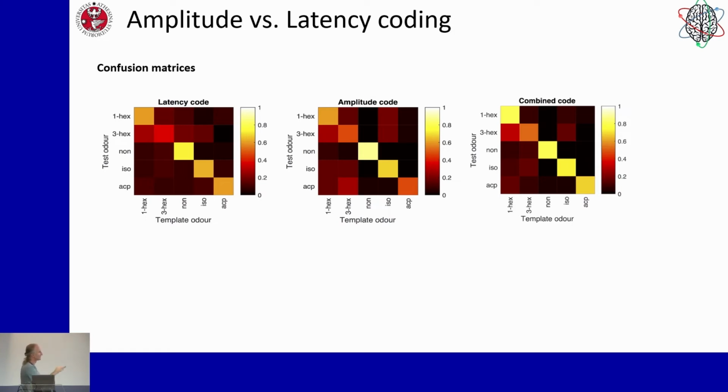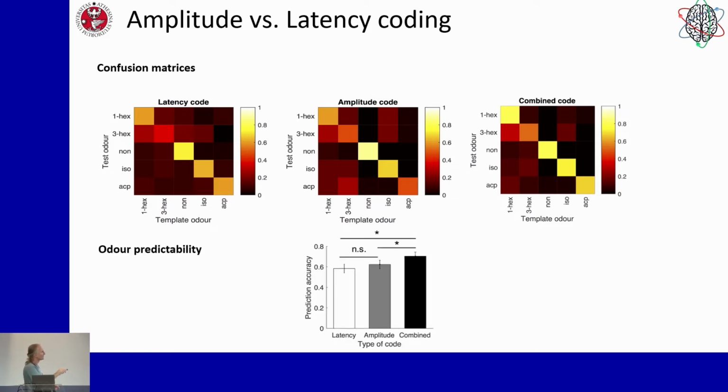and vice versa, because that combined code performs better, and we can quantify this by averaging now across the diagonal. So we get a general prediction accuracy that in the latency code seems to be comparable to the amplitude code. But if we combine these data, we get significantly better prediction accuracy than if we just took the single components. So far, this is how we interpret the response pattern in the periphery of the brain. Now, the question is, does the bee actually use this information as we think it could?